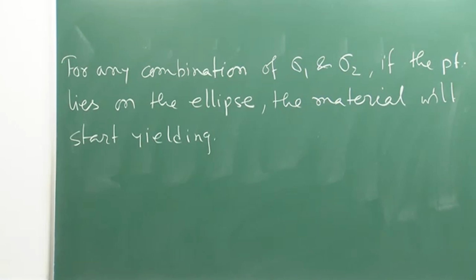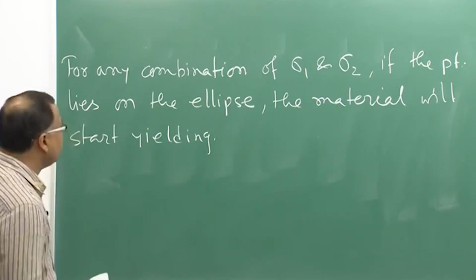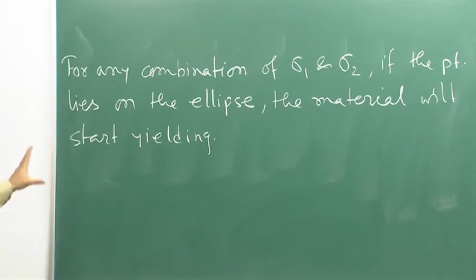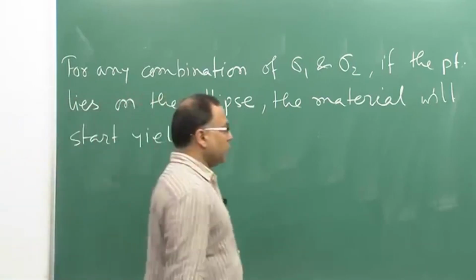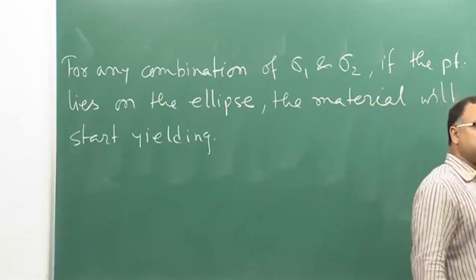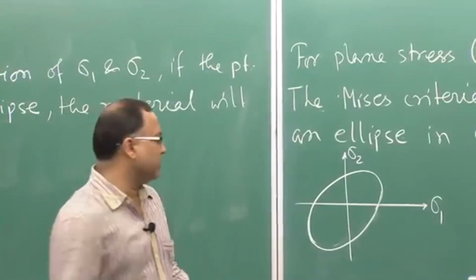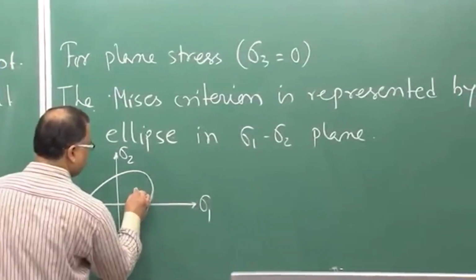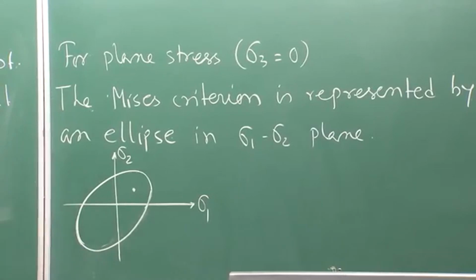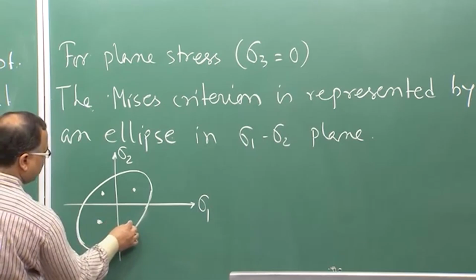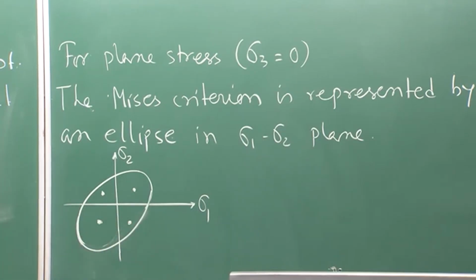So, what does it mean? It says that for any combination of sigma 1 and sigma 2, if I choose sigma 1 and sigma 2, or get them from the calculation, in such a way that the point is lying somewhere here, or maybe somewhere here, or maybe somewhere here. So, n number of, or infinite number of, combinations you can have with sigma 1 and sigma 2, right.